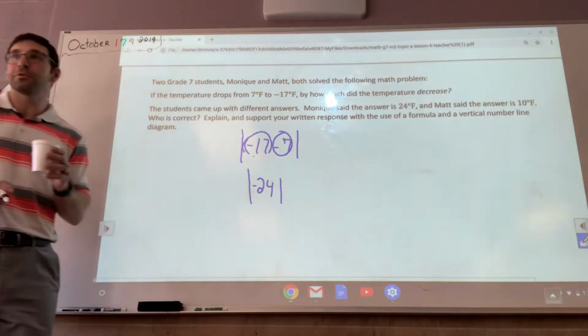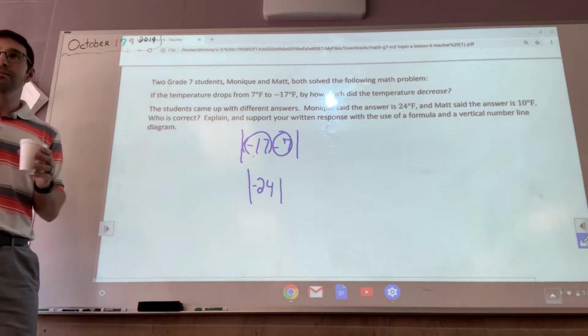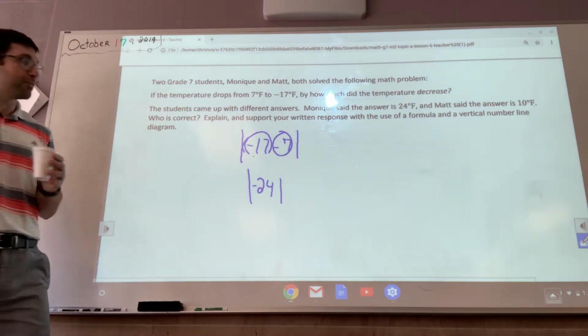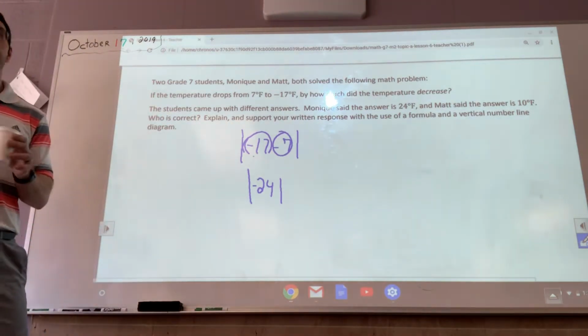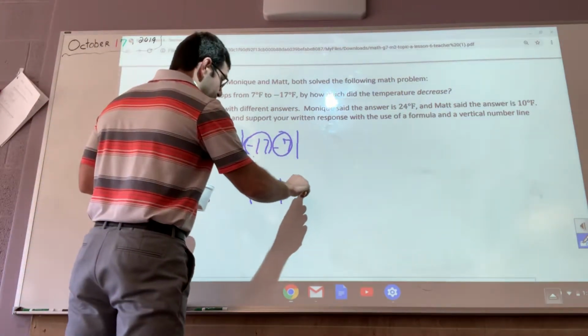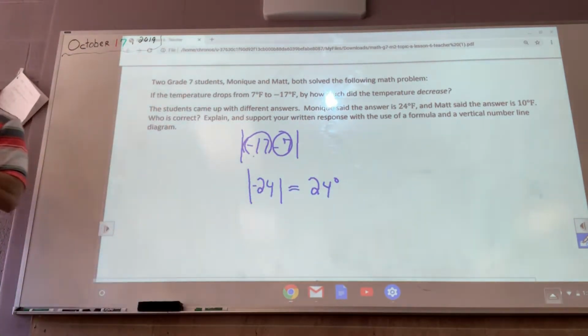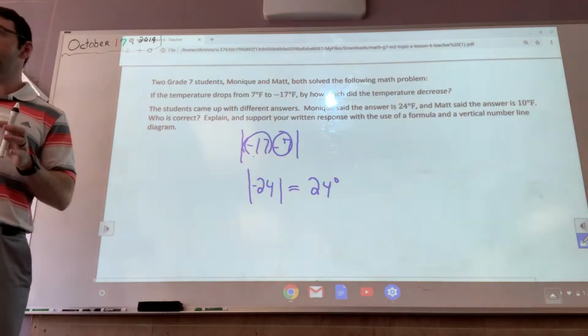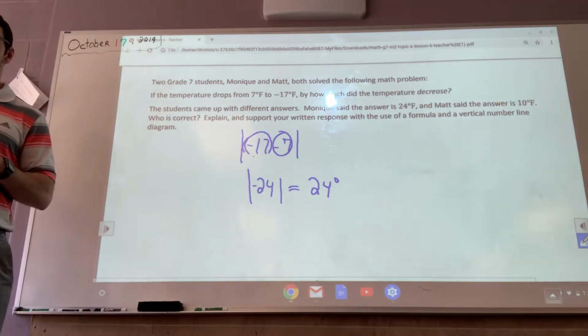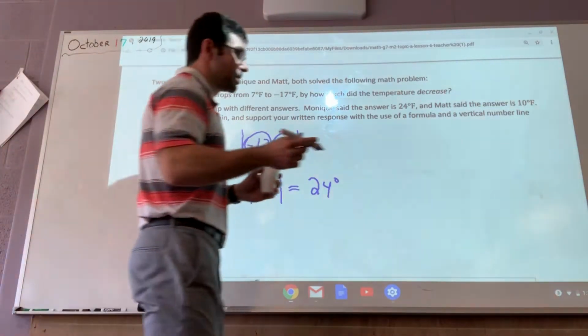Gives me negative 24. But again, distance is the absolute value of the difference. That's why we had the absolute value to begin with. So now I'm ending up with 24. So I know that the change, the temperature decrease, is 24 degrees. That way we can now say Monique is correct. Questions there? Okay, I'd flip that worksheet over.